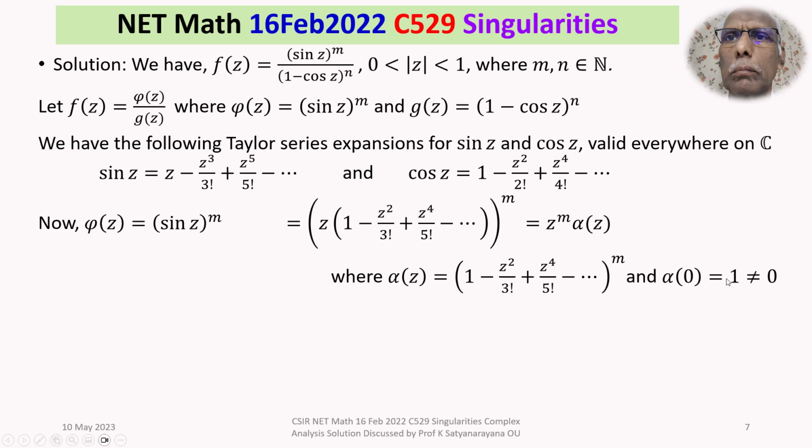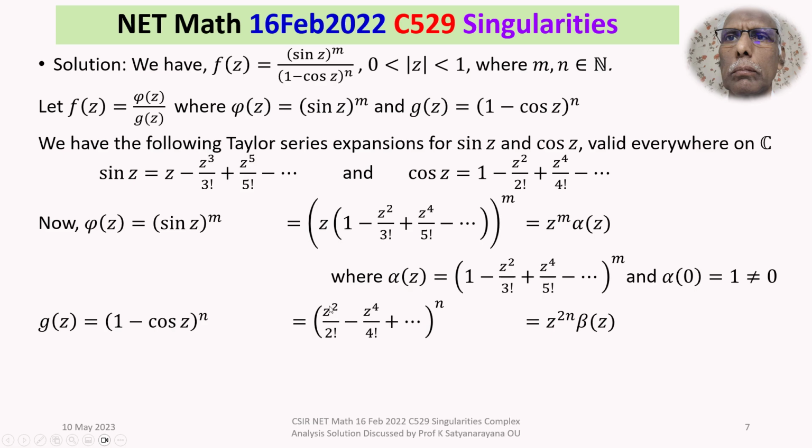Alpha of 0 is 1, which is not equal to 0. Agreed. G of z is equal to (1 minus cos z) to the power of n. So we have the cos z expansion, and 1 minus cos z will be, after the subtraction, z square by 2 factorial minus z to the power of 4 by 4 factorial plus so on and so forth, whole to the power of n. This is (1 minus cos z) whole power n.